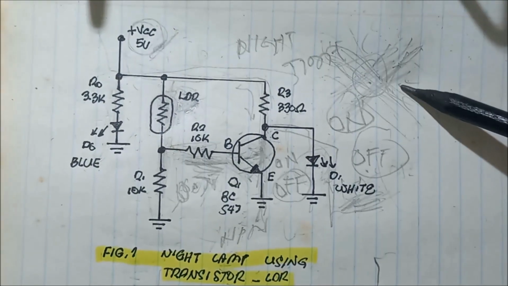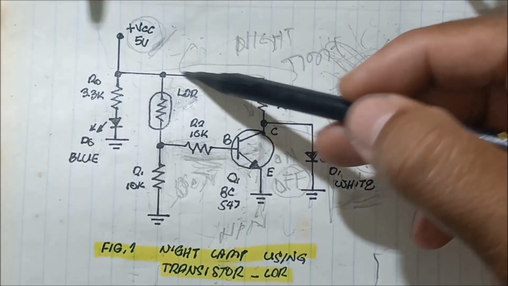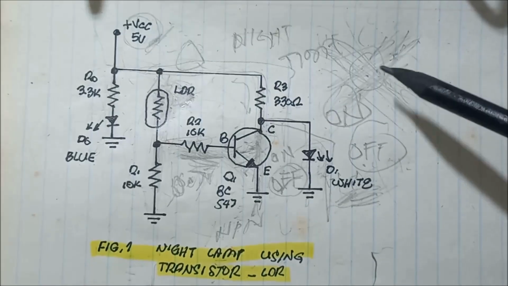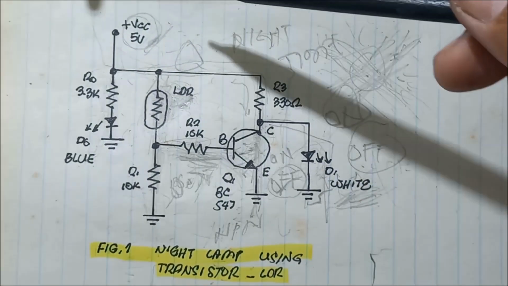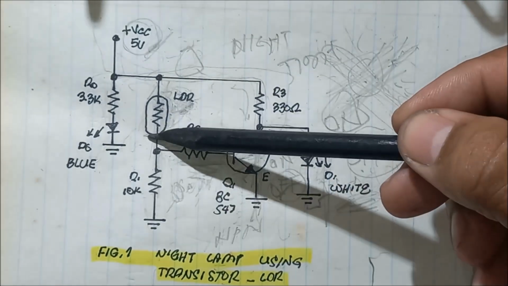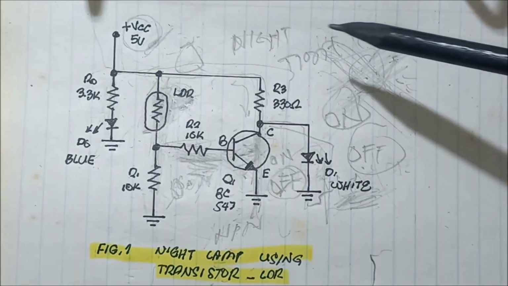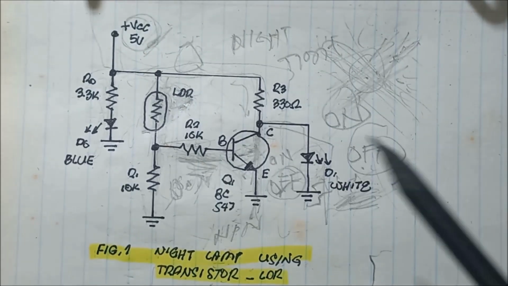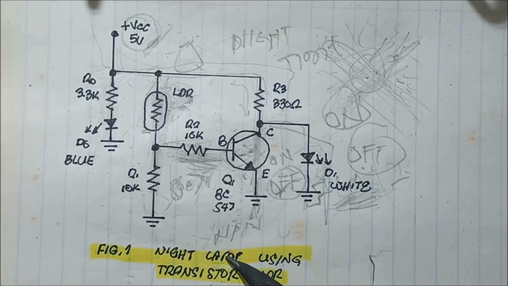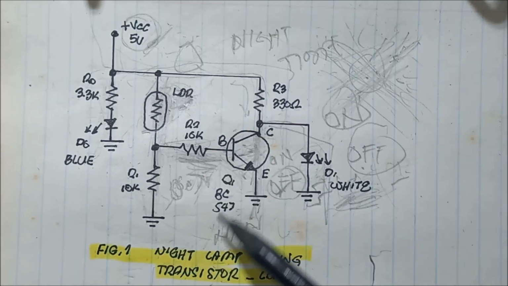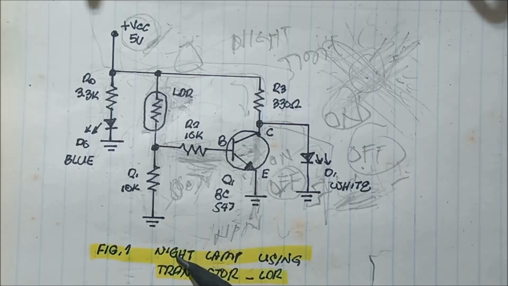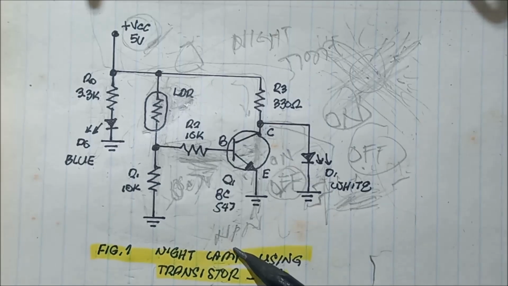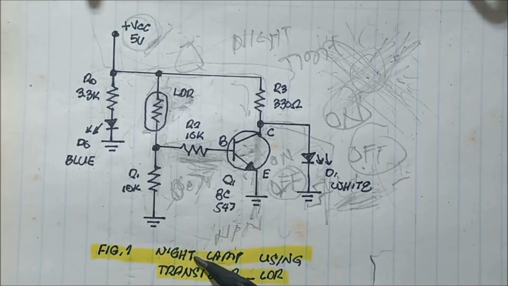But when there's light again, it will turn off. When there's no light, it will turn on. So we have this night lamp. It is called a night lamp because we have a lamp during the night. So this module will serve as a lamp during night time.